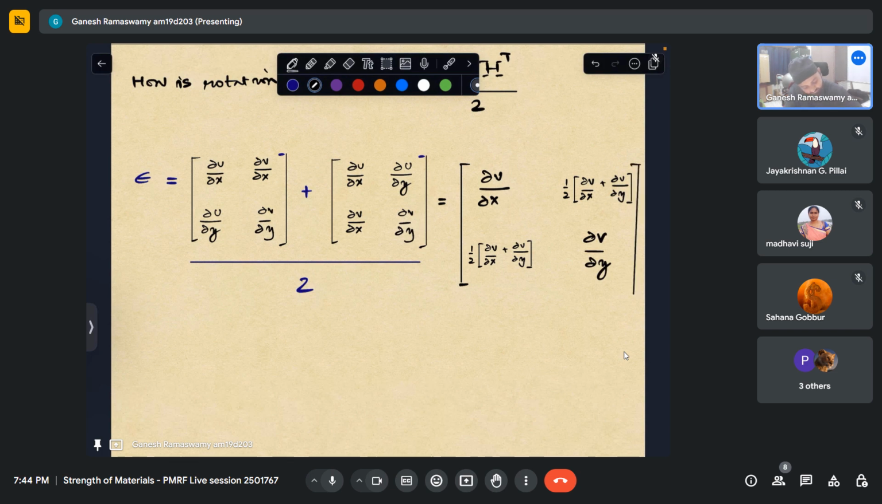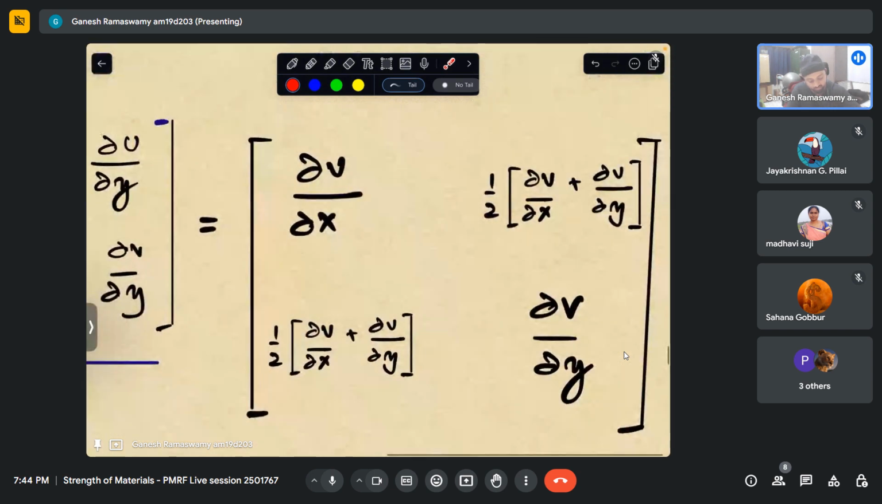I know how to identify this. The first component is epsilon xx, the fourth component is epsilon yy. This is epsilon xy. If this is epsilon xy, I also know that this is gamma xy by 2, which means whatever is inside the bracket is my shear strain. When I take half of that, I am writing it as a tensor. I hope that is clear.